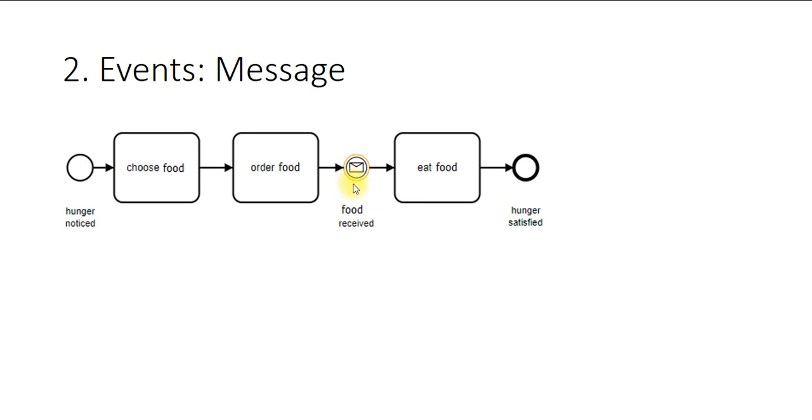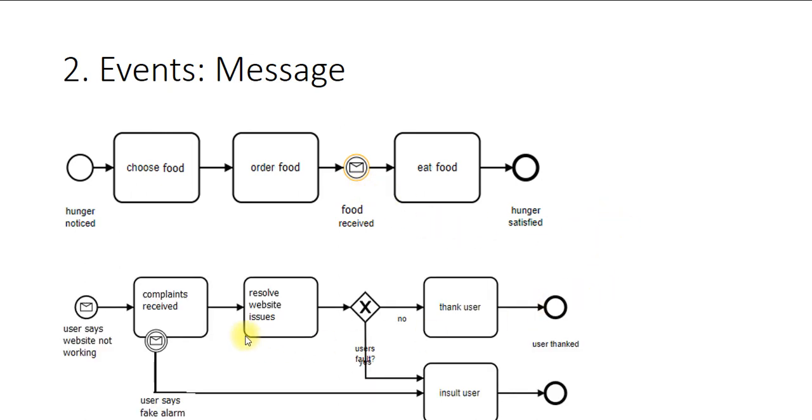So that is where the message event comes in. The message event here indicates that the food is received. It then goes to the next task, which is to eat food. So when the food received message event happens, we get the food and we eat food, and then the hunger is satisfied. So that is one example of where to use the message event.